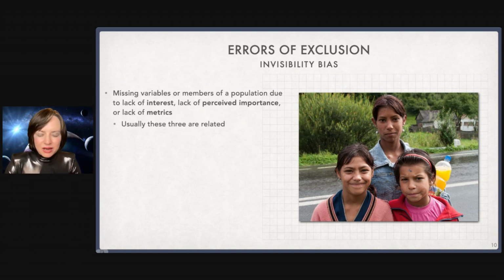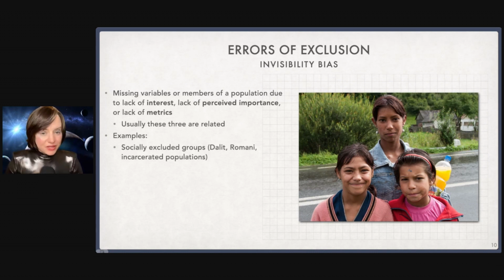There's some really tricky stuff we've learned how to measure because there's money behind it. Usually things we're studying, we humans have had incentives to study those things. Okay, so what does this mean? This means that a lot of things that are really important are not being studied. Often data sets will exclude socially excluded groups. So the Dalit, Romani, incarcerated populations often don't make it into our data sets at all.